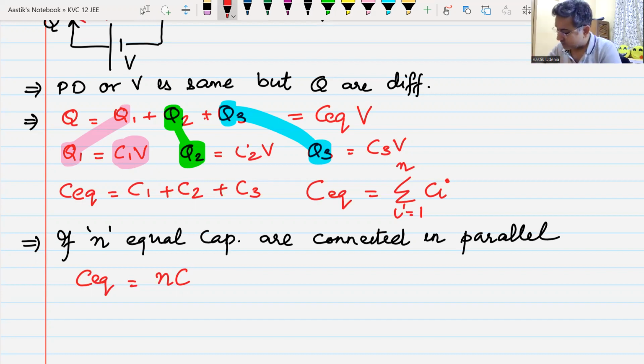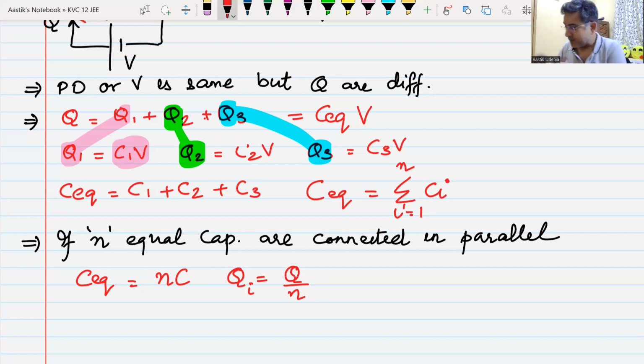What about the charge coming on each capacitor? Because the potential is the same. Charge coming on each capacitor, the ith capacitor, will be the total charge Q divided by N. Yes or no? Yes, sir.